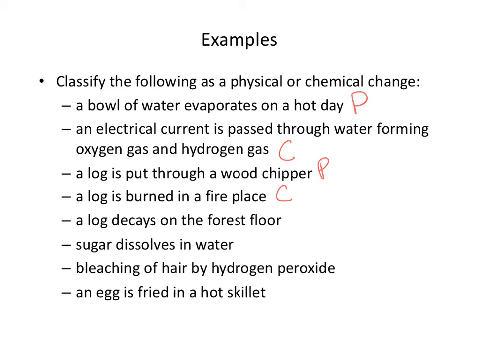We've got the same log and we let it decay on the forest floor. So when fruit rots or when things decay, that's an example of chemical changes.